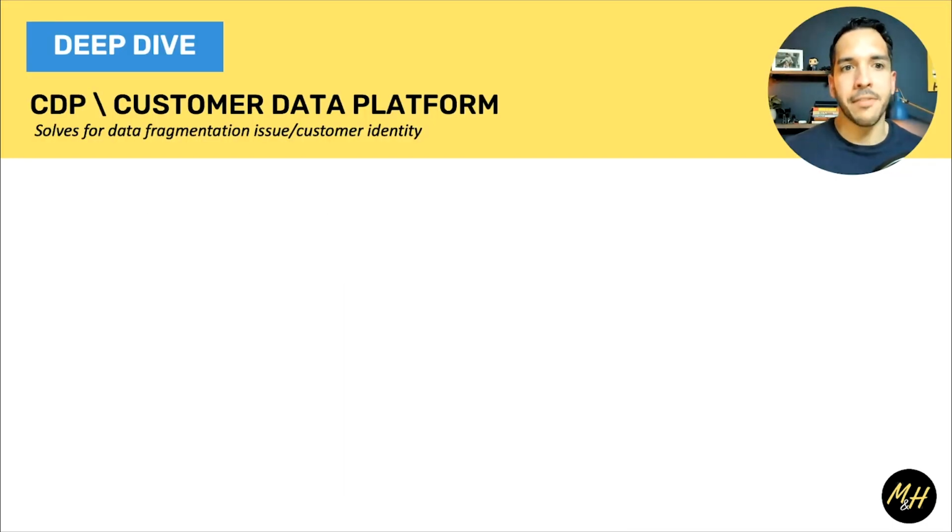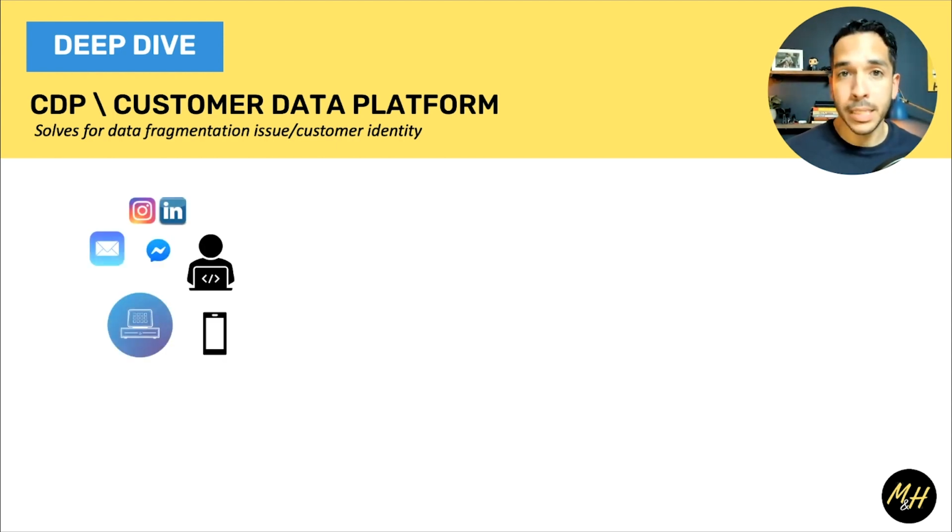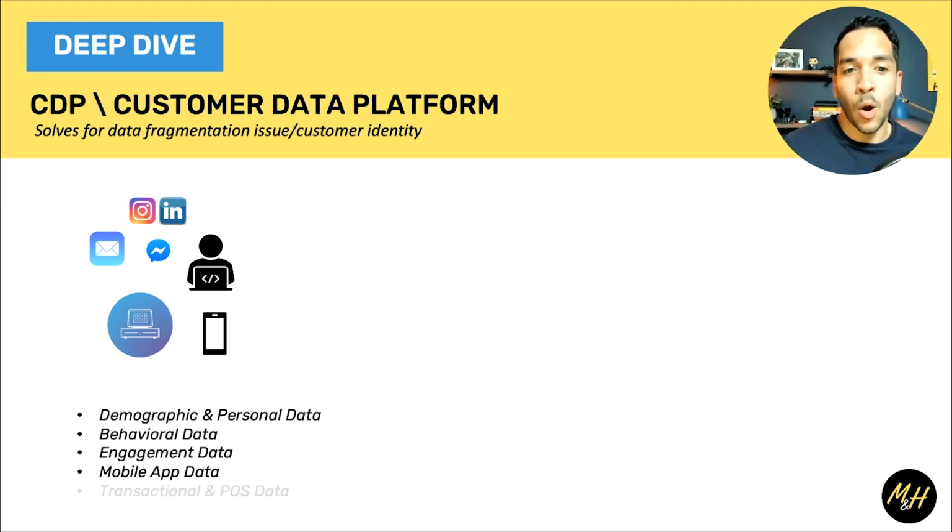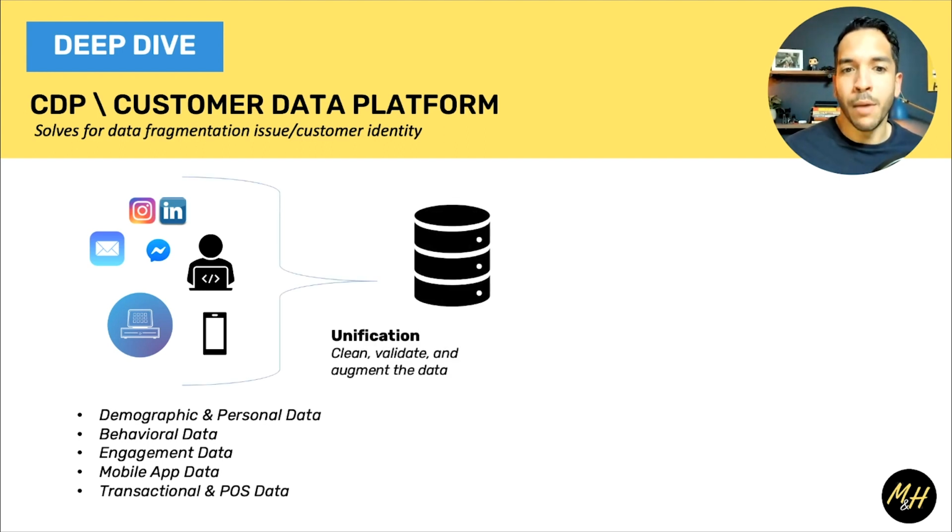So deep diving into the CDP a little bit further, as we mentioned, there is this data fragmentation issue because data lives in a lot of different places. It could live on social media channels through paid advertising. It could live on POS systems. It could live on mobile devices like email. And it's just different in all these places. So we could take all of that data, whether it's demographic, whether it's behavior, whether it's transactional, and we could unify that. We can clean that data to remove duplicates. We could validate it and we can augment the data.